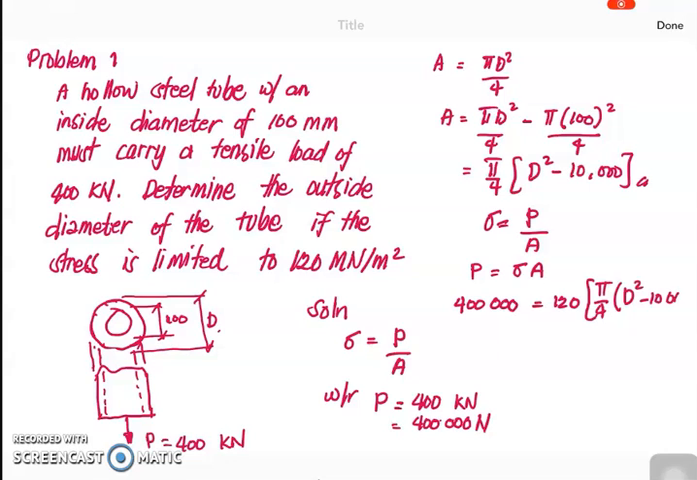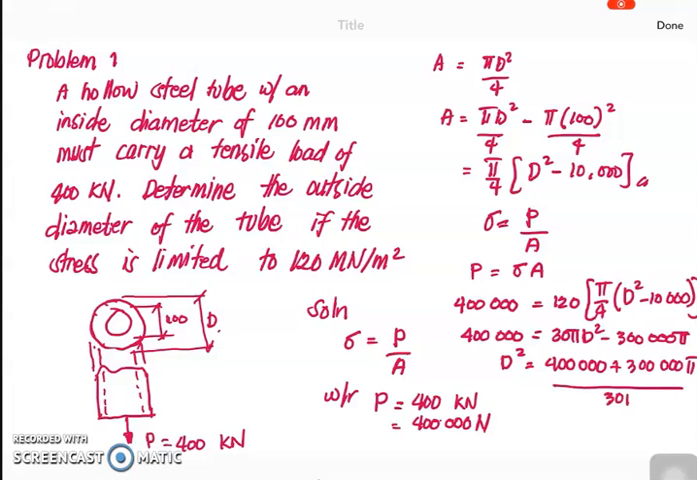minus 10,000. And if we simplify further, we can have this expression: 400,000 equal to 30 pi d squared minus 300,000 times pi. And since you are after our d, manipulate the equation so we can have d squared equal to 400,000 plus 300,000 pi all over 30 pi.